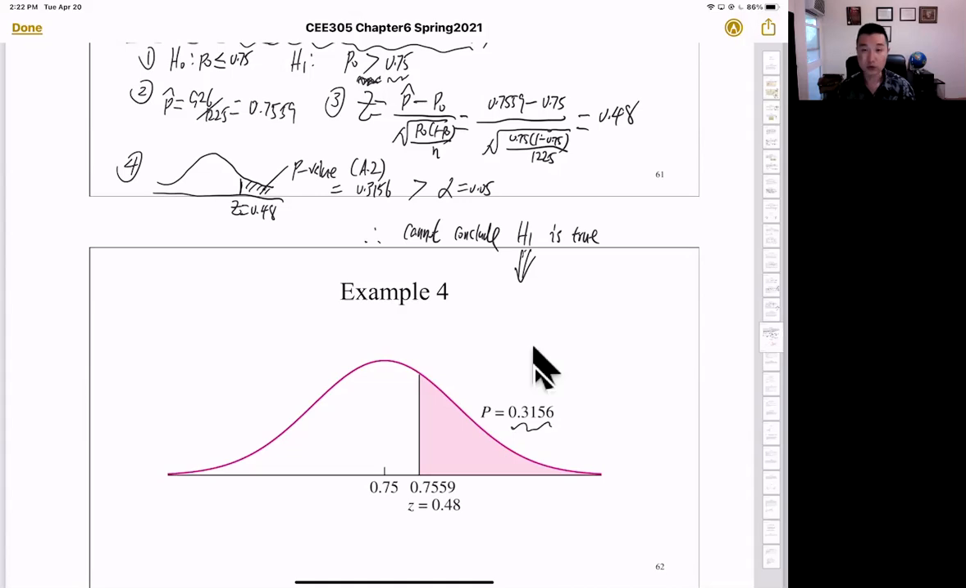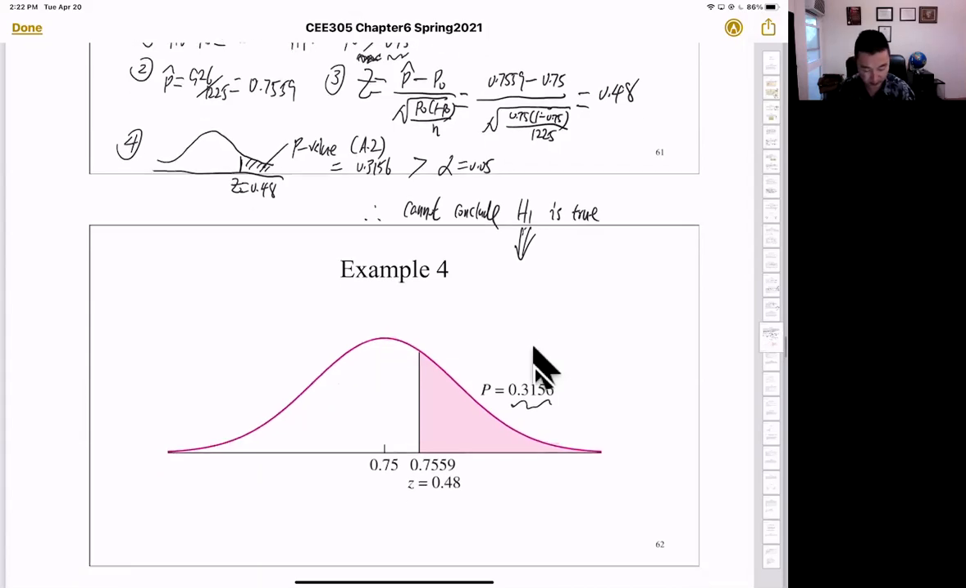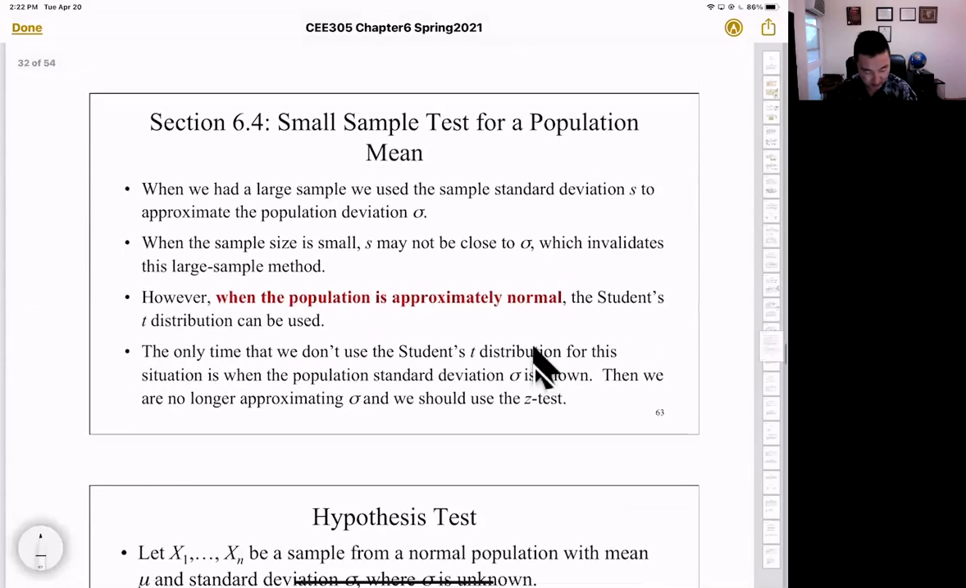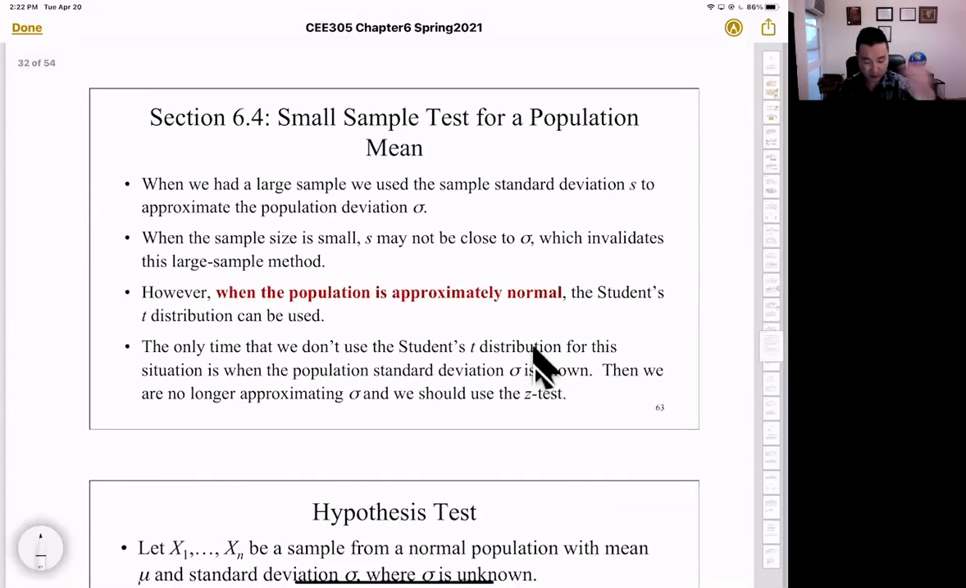All right. So questions or comments so far? All right. So section 6.3, we just finished. That's the test for population proportion. Section 6.4 is small sample test for population mean.